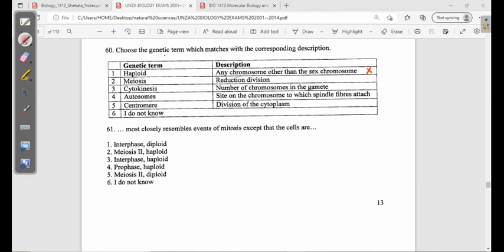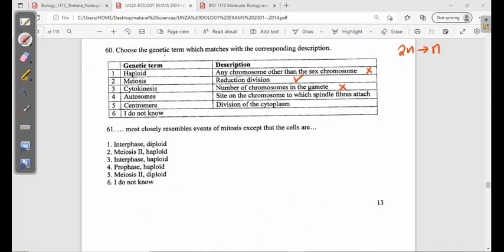Meiosis is called reduction division. This is true. That is because when you've started with a diploid number, you're going to end up with a haploid number. Cytokinesis, number of chromosomes in the gamete. This is not true. Number of chromosomes in the gamete is called haploid. Okay, half the number of chromosomes.